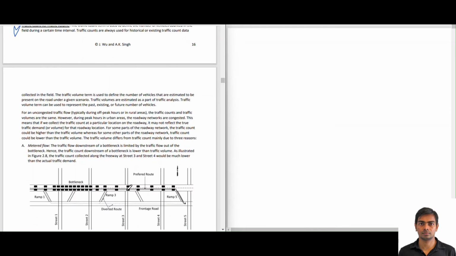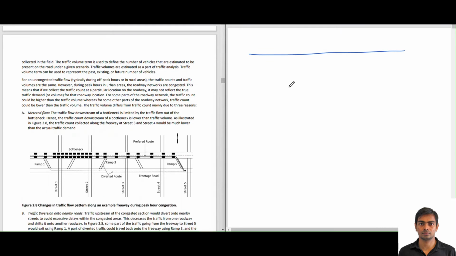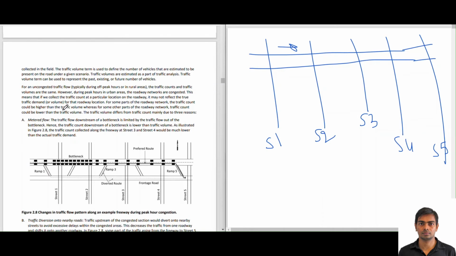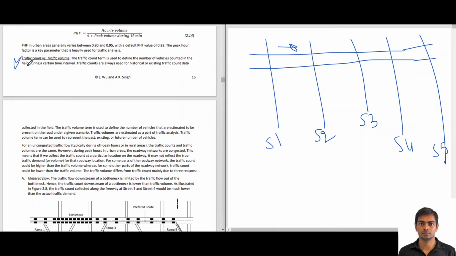So let me draw this street here. What this figure 2.8 is representing is there is a freeway moving from left to right in this direction. There are cross streets, let's call this street 1, street 2, street 3, street 4, street 5. Since, like I mentioned, this is one of the most challenging aspects in traffic operations we have to deal with, let's spend 10 to 15 minutes on this topic and move a little bit slowly.